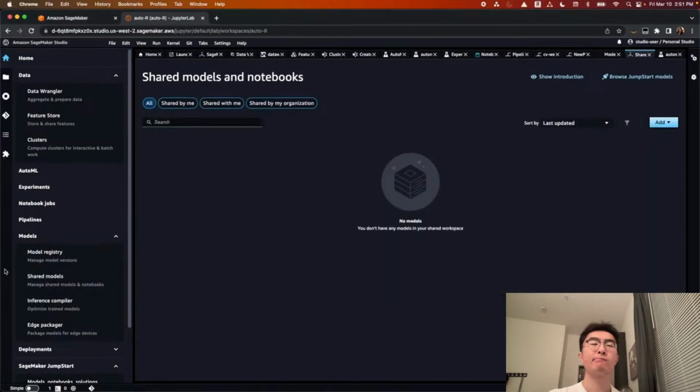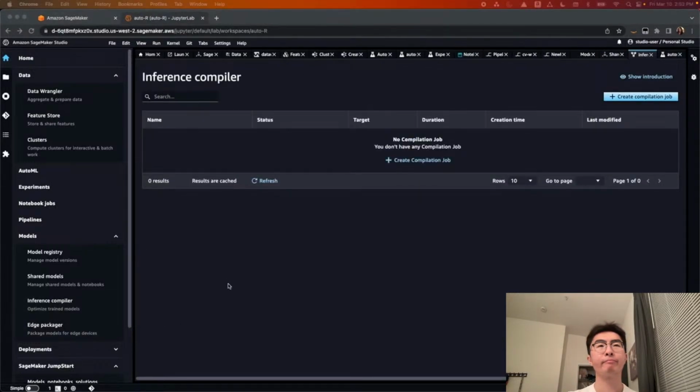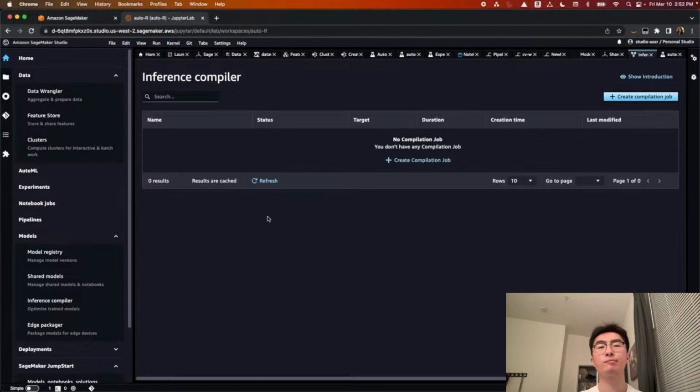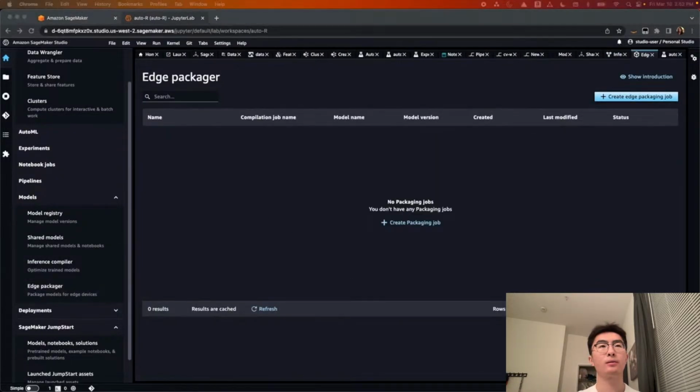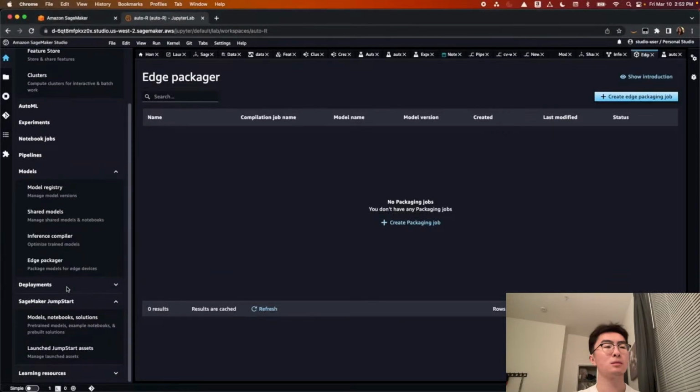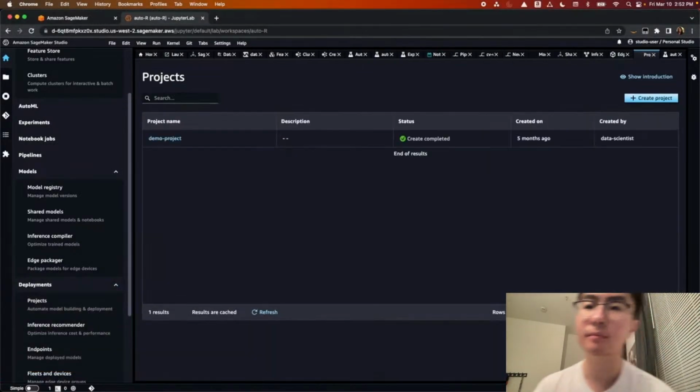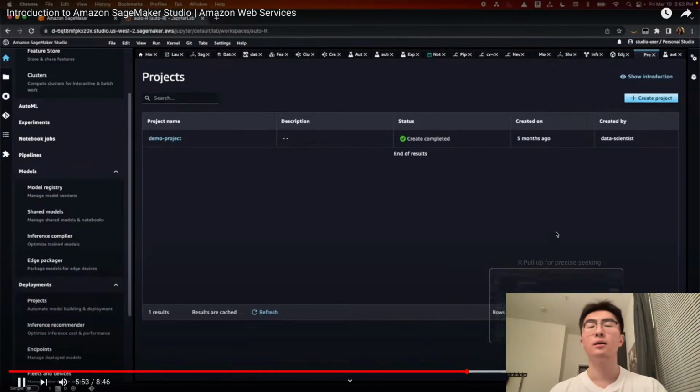With shared models, you can have a central repository for your organization's shared models. With Inference Compiler, it automatically optimizes models for inference, for deployment on cloud instances and edge devices. And lastly, with Edge Packager, you can take the neo-compiled models and make any changes necessary to deploy the models with the inference engine. For deployment, SageMaker Studio makes it easy to create repeatable workflows to accelerate model deployment.